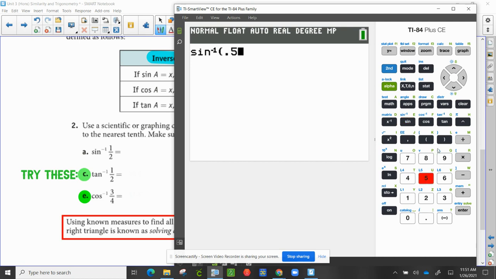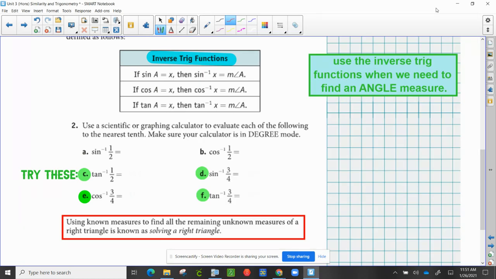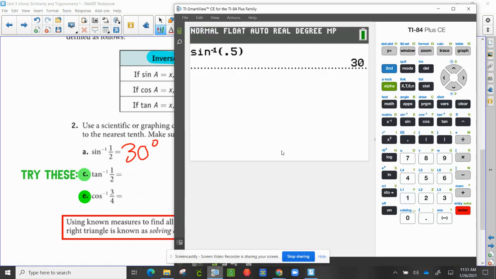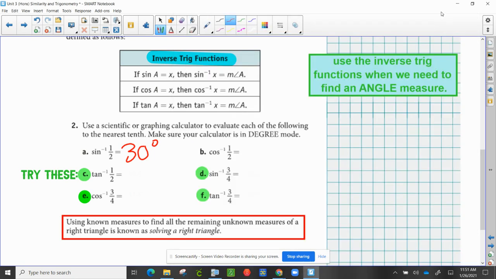I'm just going to use 0.5 because I don't want to type in a fraction. It's the same thing. And there's our answer. The answer is 30. Remember, the inverse sine gives you an angle measure, so our answer here is 30 degrees. Same thing if I do the inverse cosine of a half, we get 60, so 60 degrees.